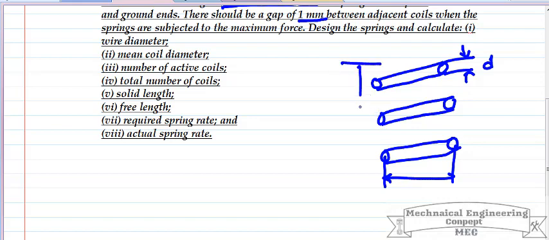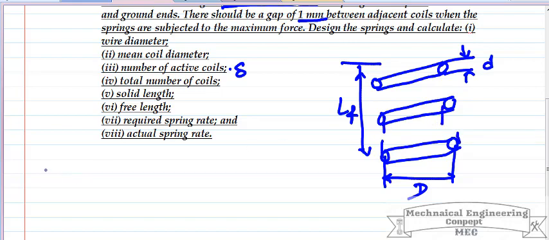Free length will be the length of the spring without load. Solid length will be the length of the spring after removing or neglecting the gap between adjacent coils. Active number of coils means the coils which participate in deflection, and total number of coils is the number of coils which are not deflecting plus the active number of coils. This is the mean coil diameter, this is the outer diameter, this is the inner diameter.